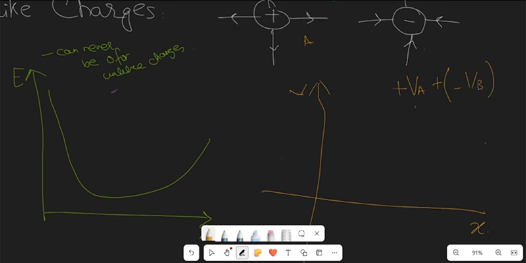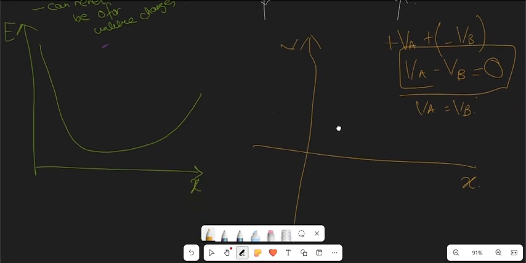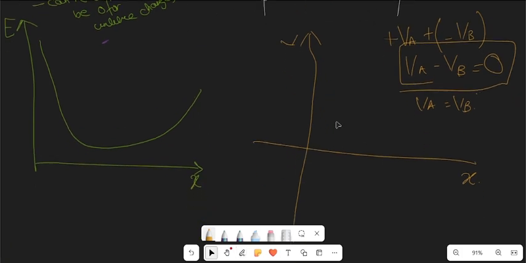Now what do you get? Both of them are unlike charges, both of them have equal potential, so VA minus VB will give you 0. So at one point it will be VA equals VB. This is something that confuses a lot of people, that at one point the potential gets 0. Yes, at that point when we say the potential is 0, we say that the potential of the charges is equal. So the graph will look like this.